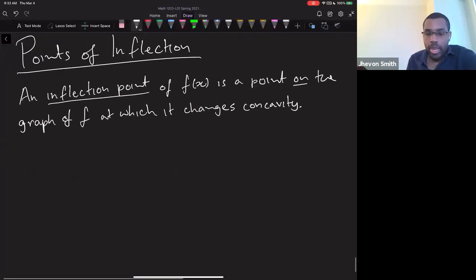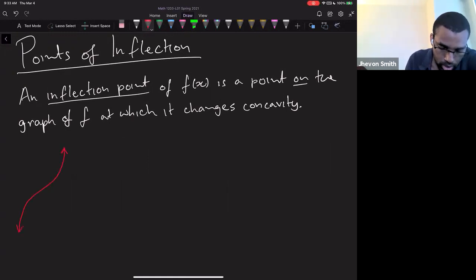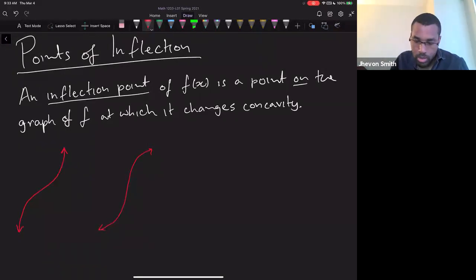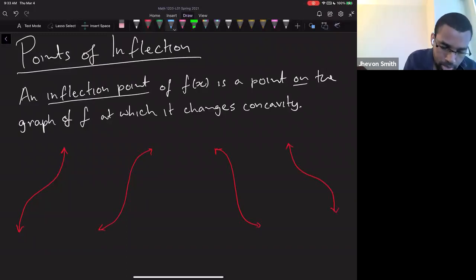So there are certain behaviors that our function can do. Let's say while it's increasing, I can have my function do this, so it's going up the whole time, or I can have my function do this. Or if it's decreasing, I can have my function do this, or I can have my function do this. Right? And you'll notice that something changes around this point right here.